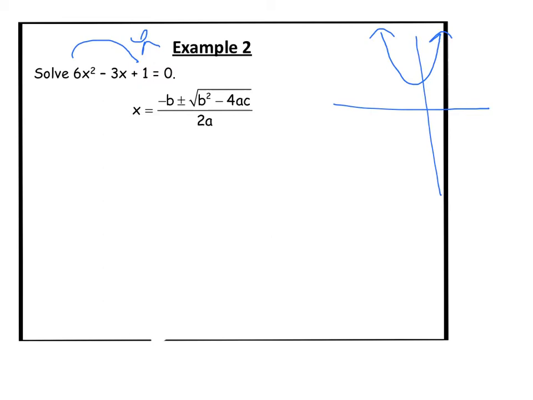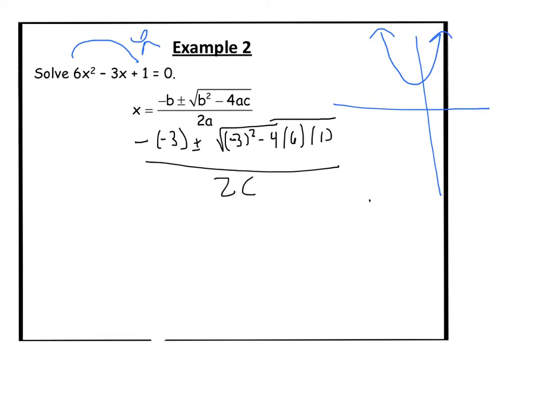My b is -3, so I have a -3 plus or minus the square root of b squared. So -3 squared minus 4 times a times c. And right away, all over 2 times a.